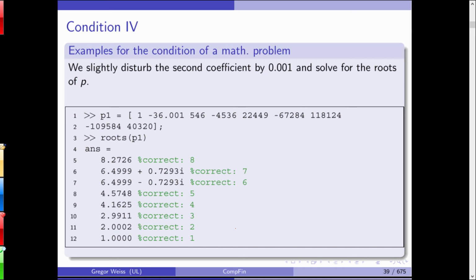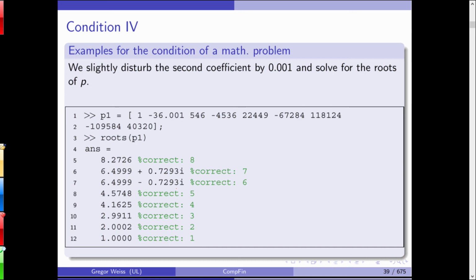And remember, we want to talk about the condition of this problem. So, we slightly disturb the input data, and the condition of the problem tells you by how much errors in your input data are worsened in your results. And you can see the results are now 1, 2, 2.99, 4.16, 4.57, 6.499 minus 0.7293 times I, the imaginary unit, and 8.27. The correct would have been 8.